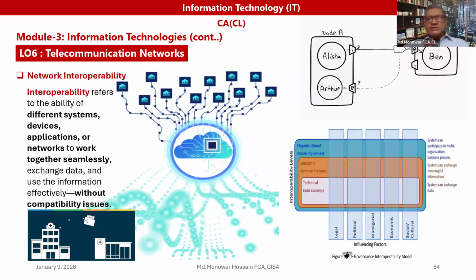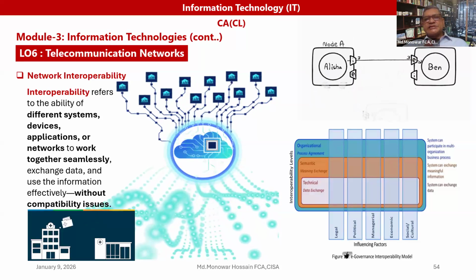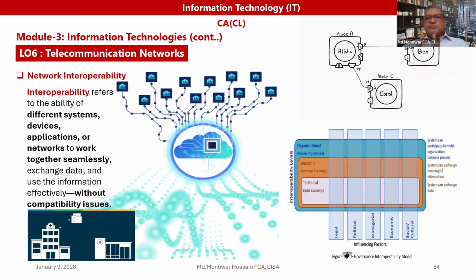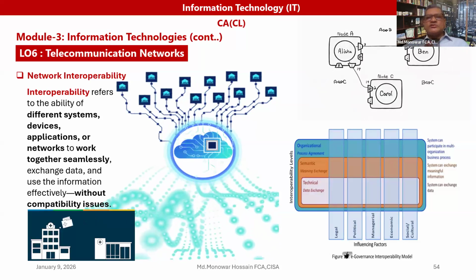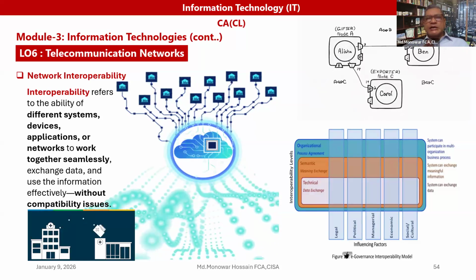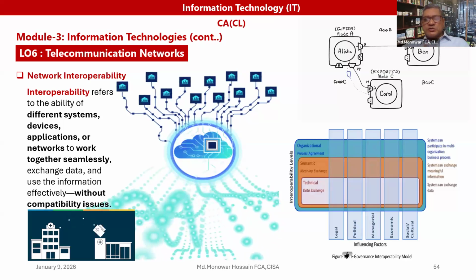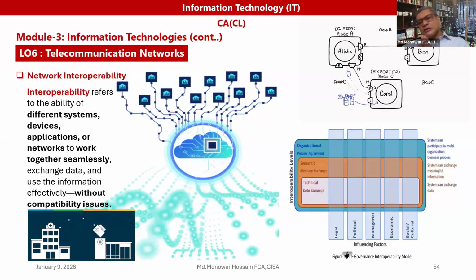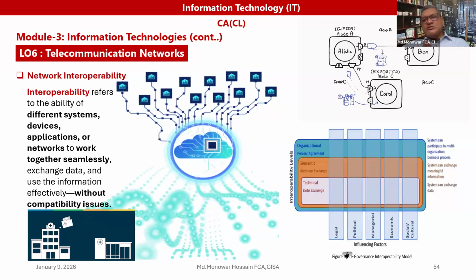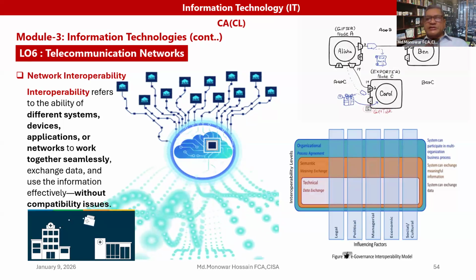So that is interoperability. For example, if I want to send my bKash balance to Nagad, and from Nagad I want to send money to my relative who has an account in Nagad. So I would have to send money to Nagad, but if I am able to send money from bKash to Nagad directly, that is interoperability.